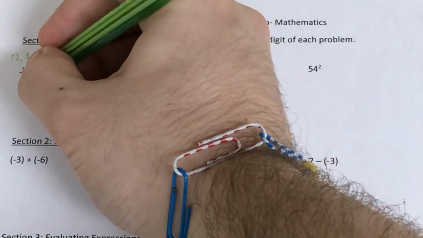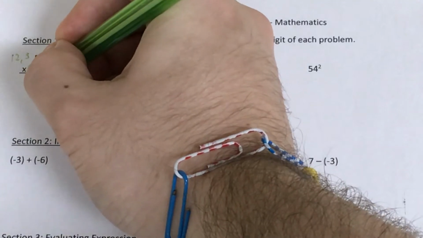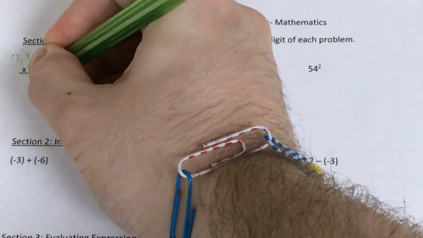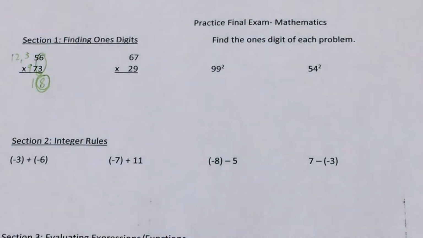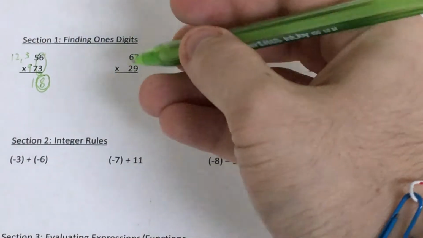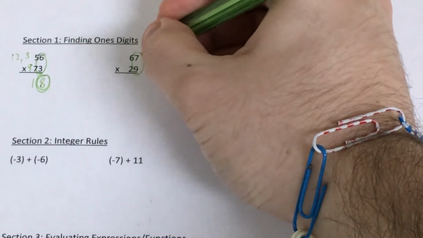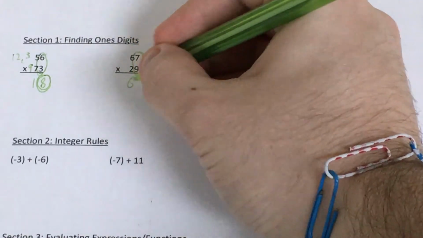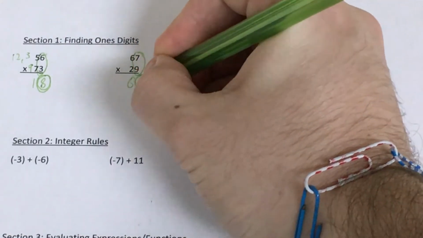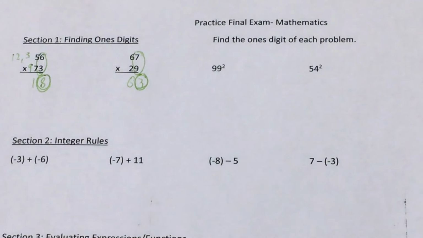6 times 3 is 18, and the ones digit of 18 is this 8 right here, leading us to an answer of 8. The ones digit of this product, whatever anything else is, we know is going to be 8. So if we move on to this one, we're focused on 7 times 9. 7 times 9 is 63, giving us an answer of 3.